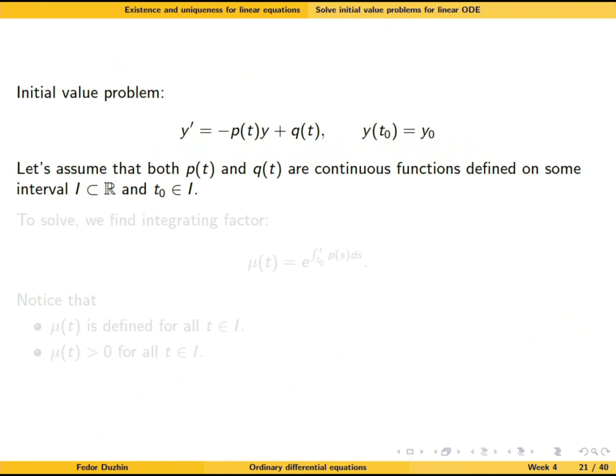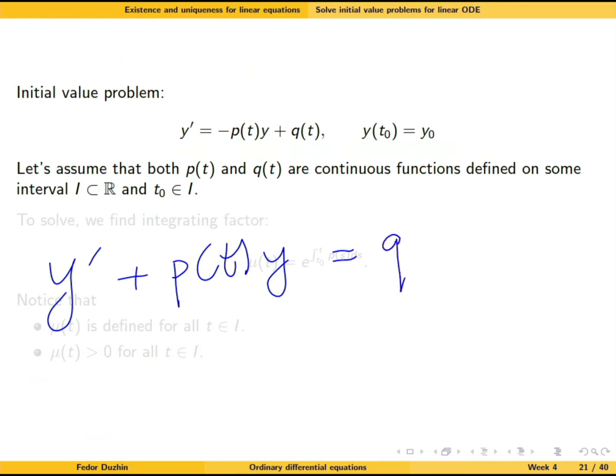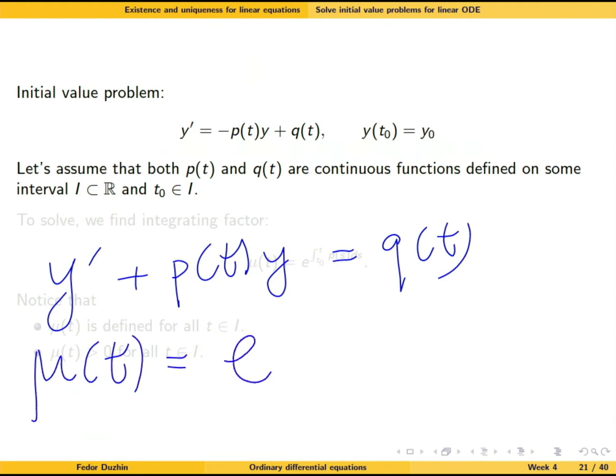Consider an initial value problem for a linear differential equation. Right? So we can rewrite it as y prime plus p of t y equals q of t. And recall that in order to solve it, we need the integrating factor. And the integrating factor is e to the power antiderivative of p of t dt.